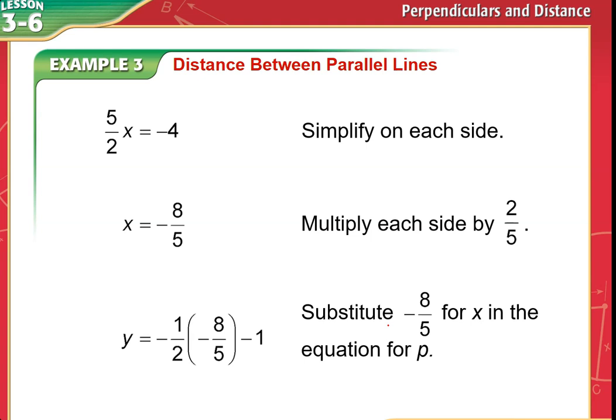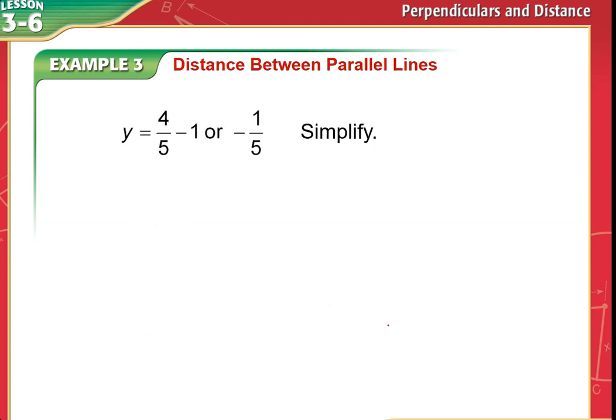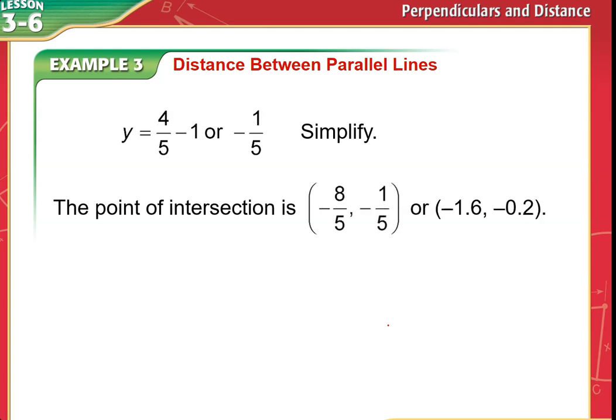Okay, now what we're going to do is take this negative 8/5 and plug it in for the x in the equation for P. And you end up with a y coordinate of negative 1/5. So we have a point of intersection that's negative 1.6, negative 0.2, or negative 8/5 comma negative 1/5.